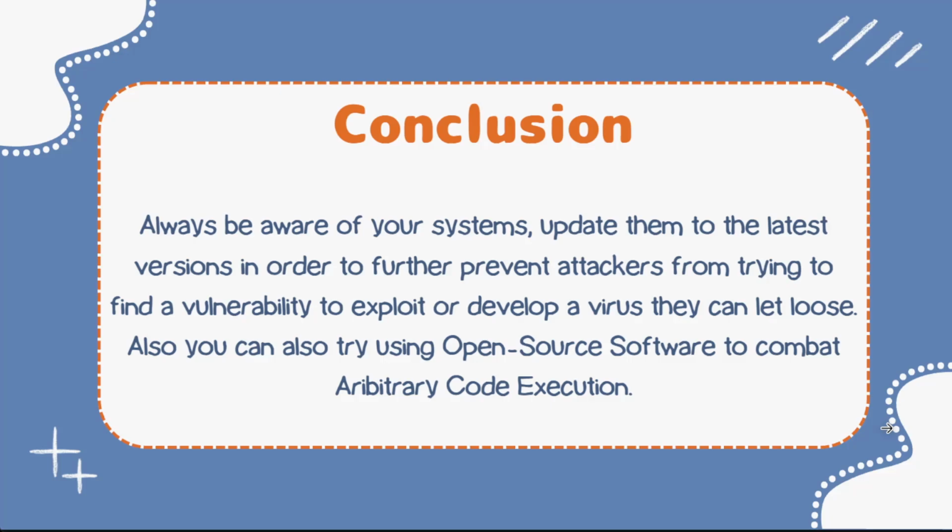Also, you can try using open source software to combat arbitrary code execution, because the code is made public for everyone to see, so any users can look and know if the code has been tampered with. And alongside that, we as users of open source software also expect that the developers are working hard to develop and combat any adversary that is using arbitrary code execution and other methods to try to do malicious activities.